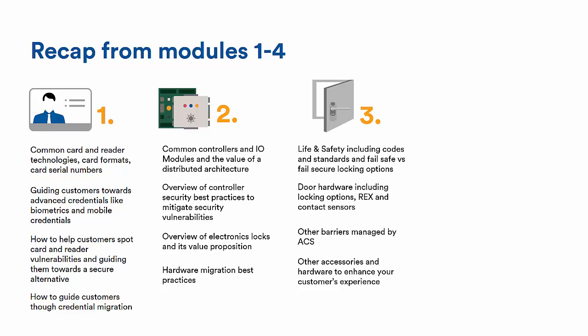We then moved to door hardware, starting off with how doors must adhere to code requirements. We then talked about different door locking options like electric strikes and mag locks. We then quickly covered request to exit devices and door contact sensors. We then ended off the module with other accessories that complement your customer's access control system.